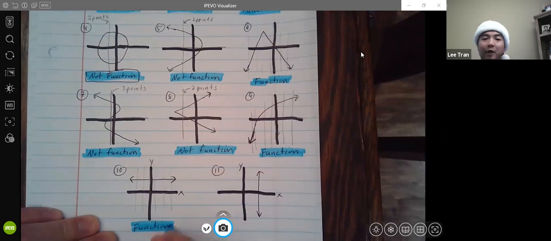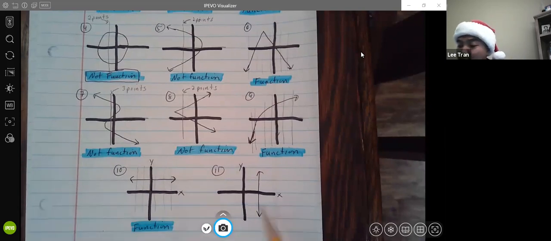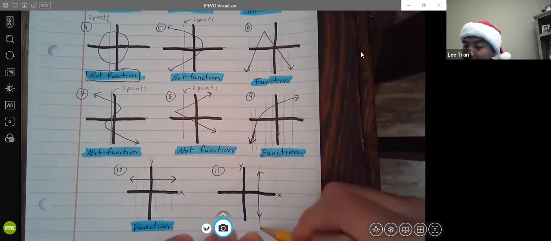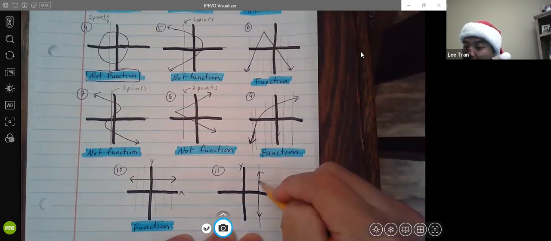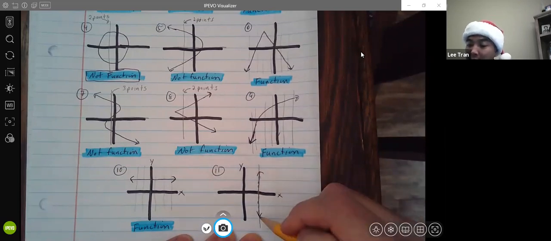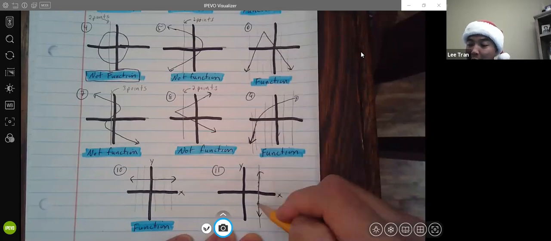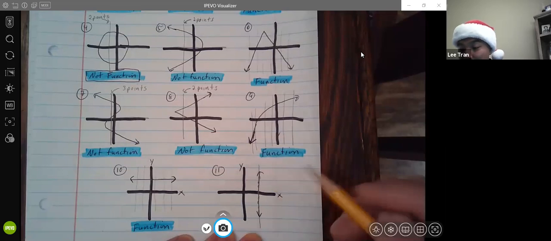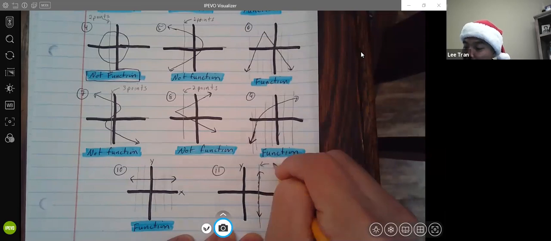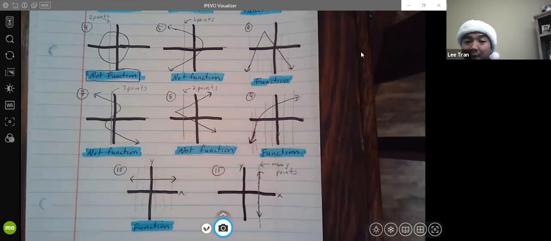And then for number 11, you have a vertical line. If I draw a vertical line straight through that vertical line, it's going to hit a lot of points. It shares a lot of common points, more than one. Since a vertical line will share an infinite amount of points with another vertical line, I'm going to just say here it hits many points. This would not be a function.